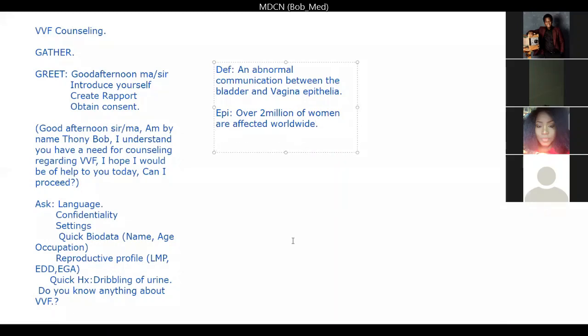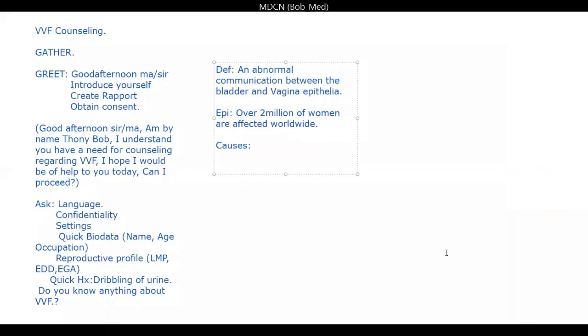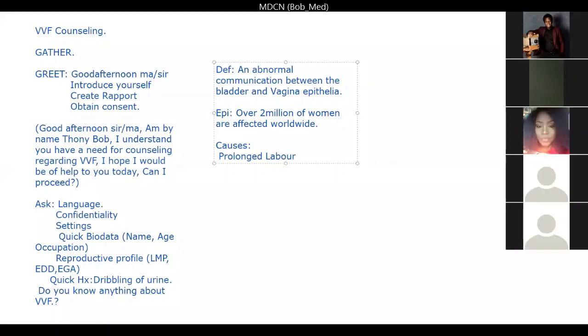So you want to talk about the causes, or let's say the etiology or the risk factors. Under the causes, doctors, it should be a group thing. Everybody should type. What is the major cause? The first question, the major cause of vesicovaginal fistula: prolonged labor. Please take note because of MCQ, doctor. When the labor is prolonged, it could be a major cause of vesicovaginal fistula.